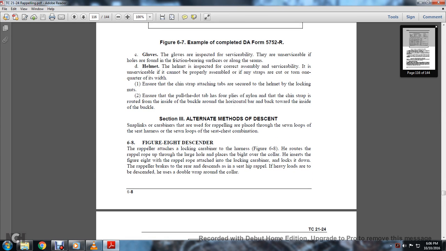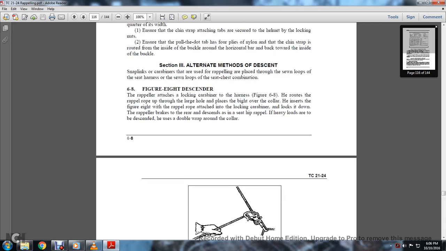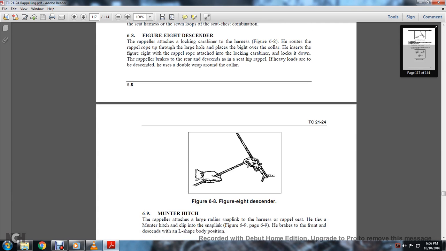Section 3, alternate methods of descent. Snap links and carabiners are used for rappelling and are attached to the sewn loops of the seat harness or the seat-chest combination. Figure 6-8 shows a figure 8 descender. The rappeller attaches the locking carabiner to the harness. He routes the rappel rope through the large hole, places the bight over the collar, and inserts the figure 8 into the carabiner. He locks it down with the rappel brake hand and prepares to descend in the seat-hip rappel. If heavy loads are to be descended, he uses a double wrap around the collar. This shows the figure 8 descender.